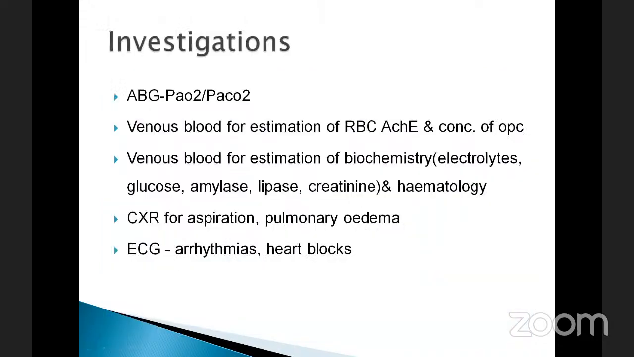These are the investigations we need to send, which include ABG, which shows deranged PaO2 and PaCO2 levels, venous blood for estimation of RBC acetylcholinesterase, and concentration of organophosphorus compounds. For biochemistry, which includes mostly electrolytes, glucose, amylase, lipase, and creatinine, and hematological examination should be done. A chest X-ray should be sent for finding any aspiration and pulmonary edema, and an ECG has to be taken to rule out arrhythmias and heart block.